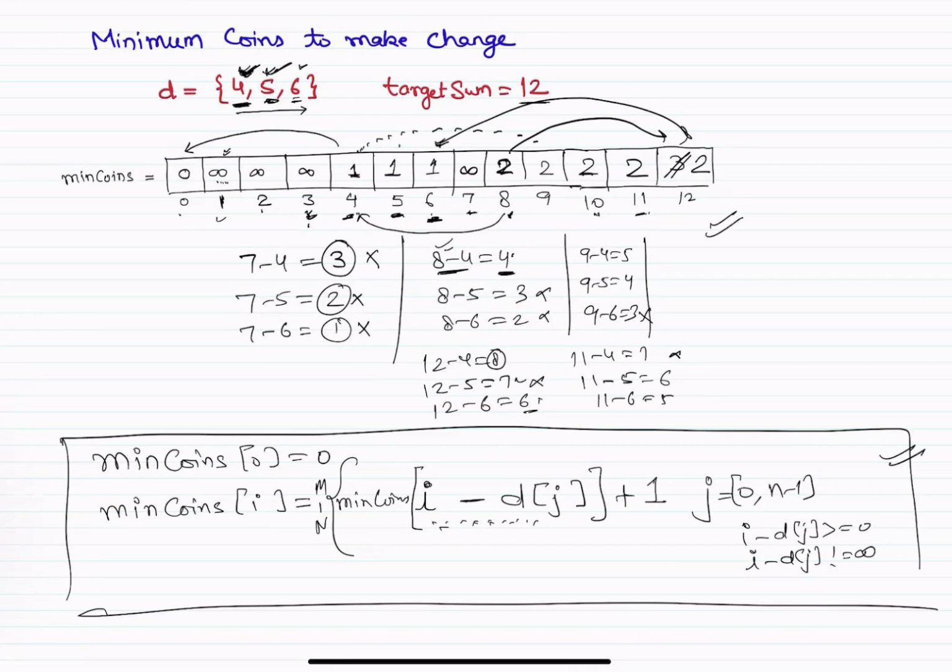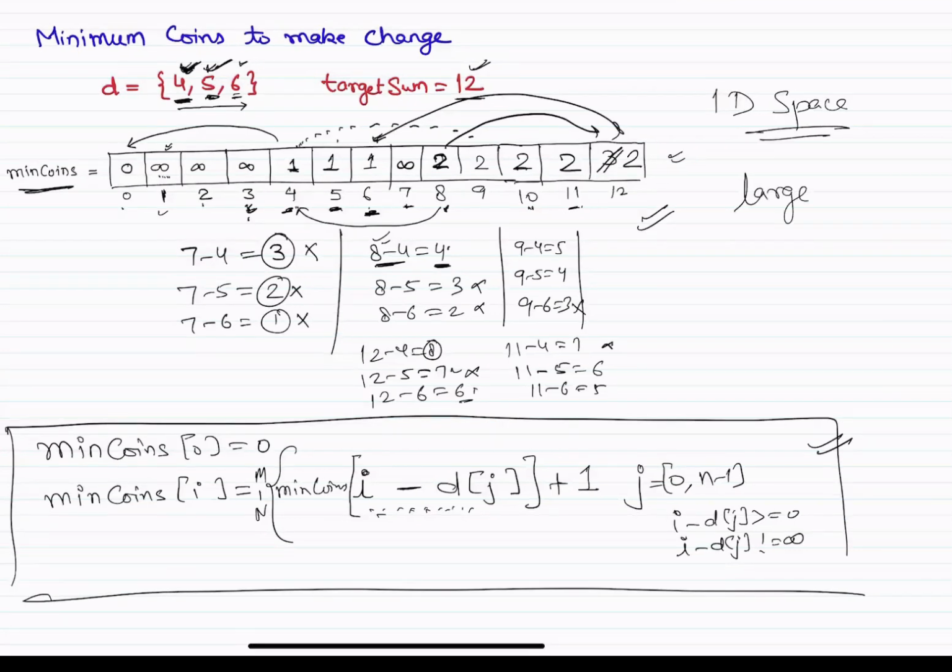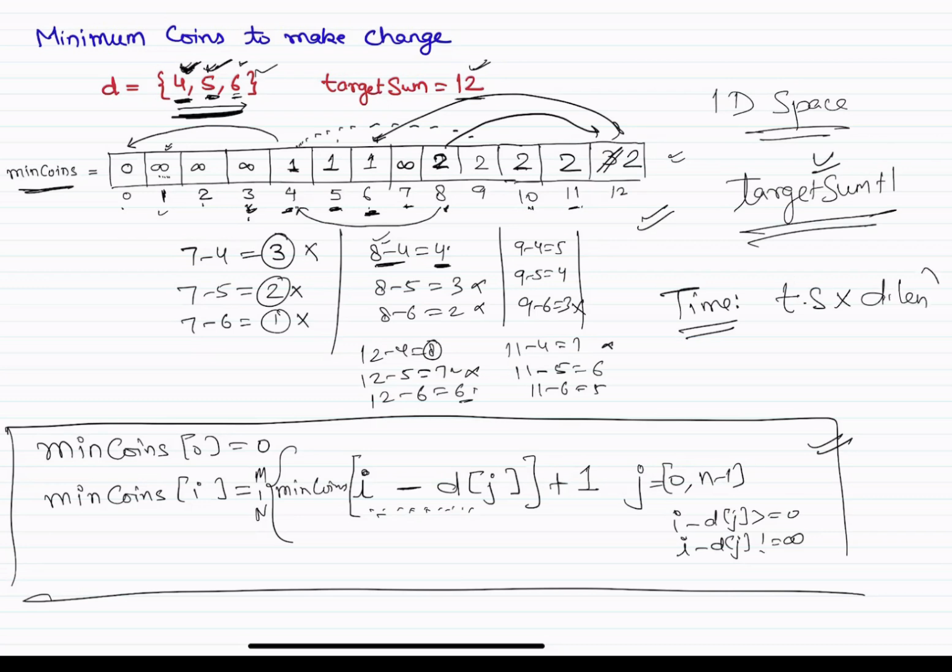And this recurrence's beauty is it uses only 1D space, and the 1D space size that we need is target sum plus 1. You need an array of size 13. This is the space required. And every value is being filled by looking at all the array values. So the time this is going to take is, the way we fill this table, target sum times the size of this array, which is d dot length. That would be the time to fill it, and we would have found the answer.